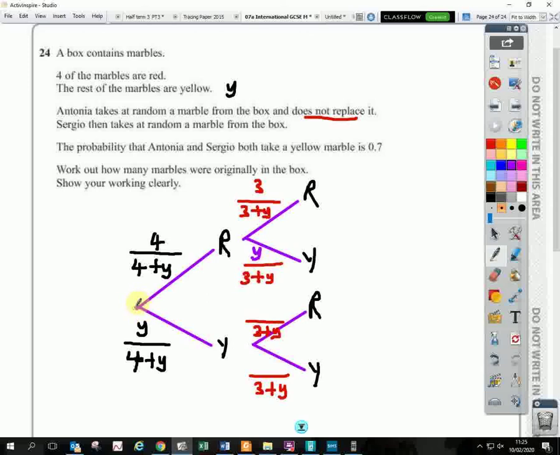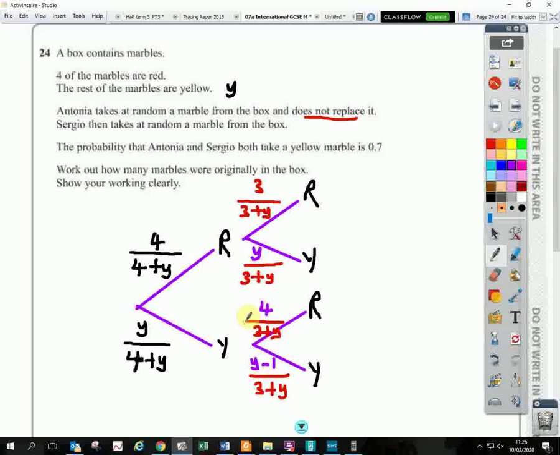Go back to the start. This time take a yellow one. How many yellow ones are there next time? There'll be 1 less, so y take away 1. Go back to the beginning. This time take a yellow one. How many red ones are there? Well, still the same number as before, because you've taken a yellow one.